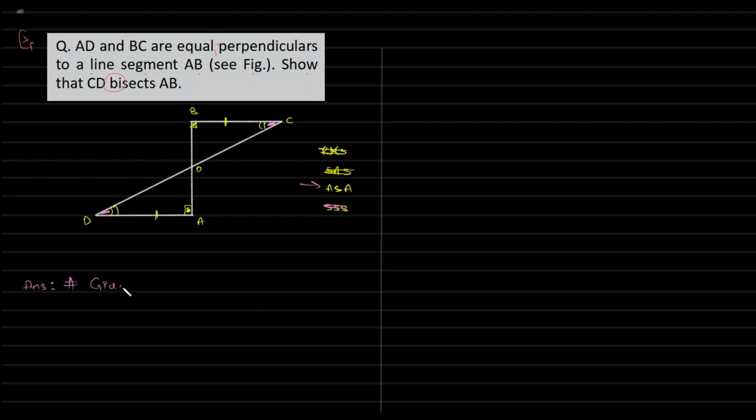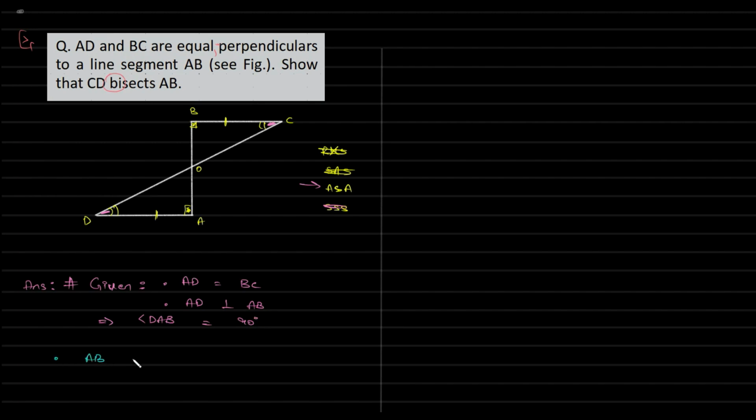Let me just write the given. Again, just start writing, keep things in order. AD and BC are equal, so let me write that: AD is equal to BC. And they are perpendicular to line segment AB. So what can we tell? AD is perpendicular to AB. This implies angle DAB is equal to 90 degrees.